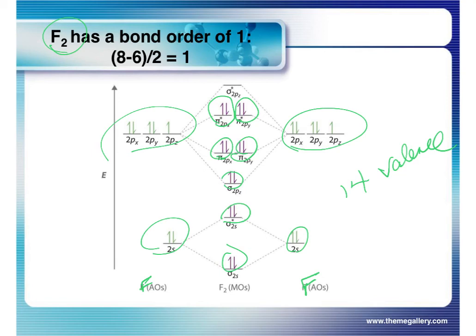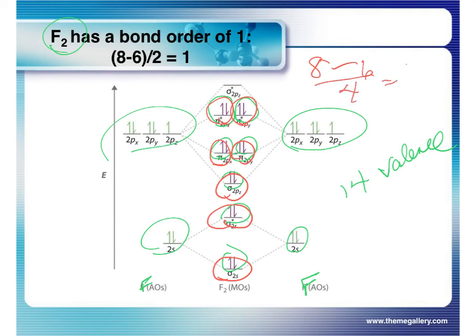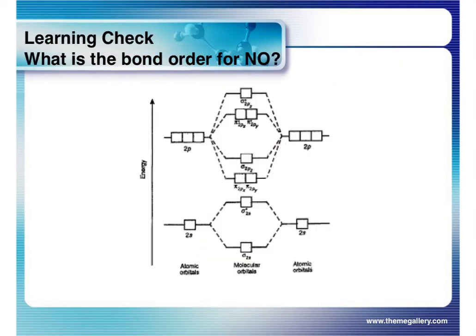How many do we have in bonding orbitals? 2, 4, 6, 8. How many in anti-bonding orbitals? 2, 4, 6. Something's not right there. Whoops, why did I divide by 4? That's bizarre. Okay, so the bond order is 1, which means that when fluorine bonds with another fluorine, there should be a single bond, or bond order of 1, between them. And that's actually true for molecular fluorine.